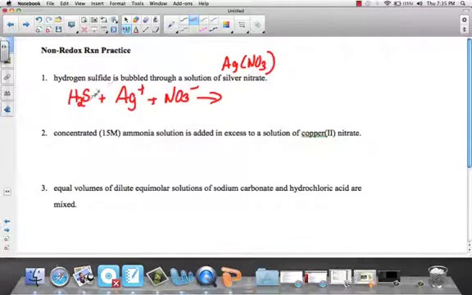This is the makings of a double replacement reaction. The Ag is going to hook up with the S, but S has a -2 charge, so it's going to be Ag2S plus 2H plus and NO3 minus.